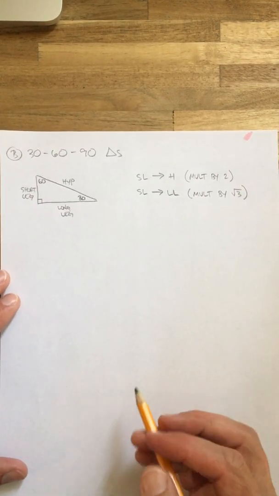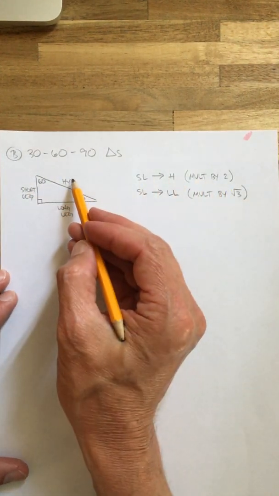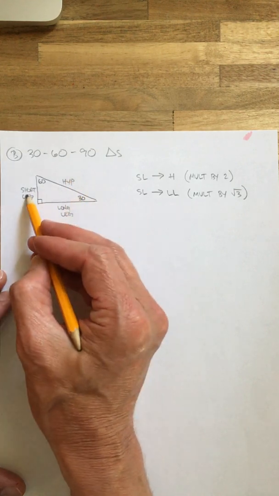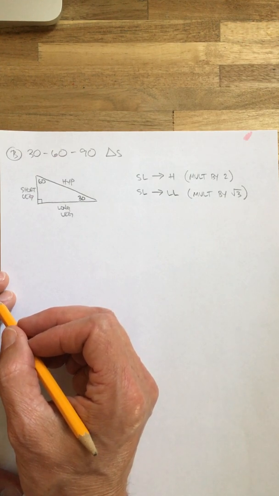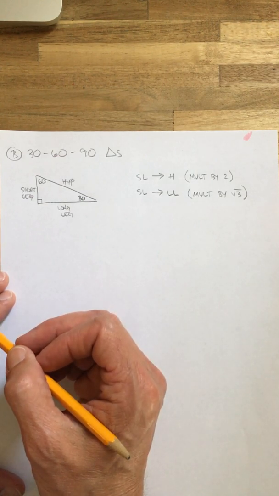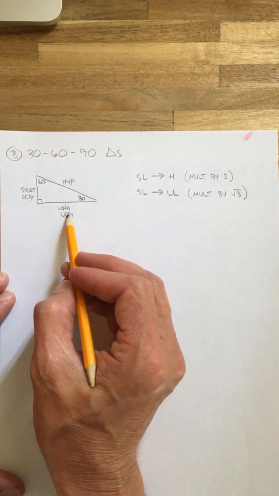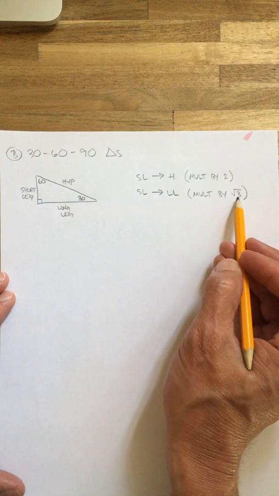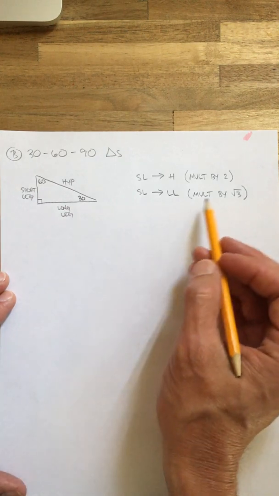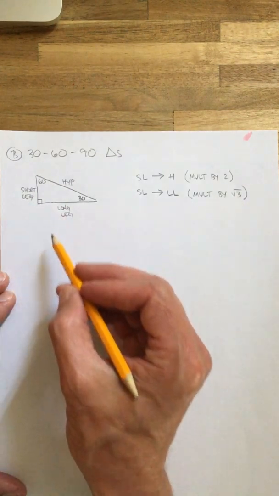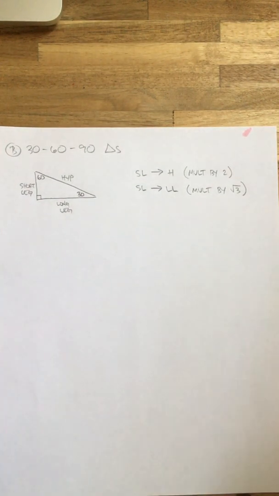I promise, because watch. To go from the short leg to the hypotenuse, what does it say? Multiply by 2. So wouldn't it then make sense that to go from the hypotenuse to the short leg, I do the opposite? Instead of multiplying by 2, I would have to divide by 2, right? Okay. And again here, if I start with the short leg and go to the long leg, it says multiply by square root 3. What if I gave you the long leg and you needed to come up with the short leg? Well, instead of multiplying by square root 3, if you're going this way, you divide by square root 3. Okay? So hopefully that is all you need to know.